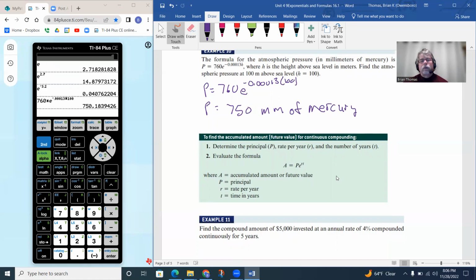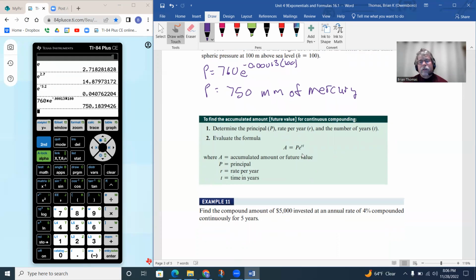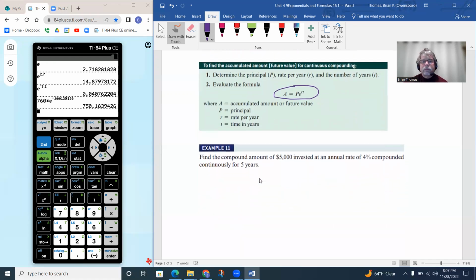So another thing we can do with exponential problems is we can find a cumulative amount, future value, for what's called continuous compounding. So for compounding continuously, we have this formula here. A is equal to P times E to the RT, where again, A represents the future value or our final amount. P is our present value or the principal. R again is the rate per year, but notice how the rate again has to be in a decimal form. And then we have time in years.